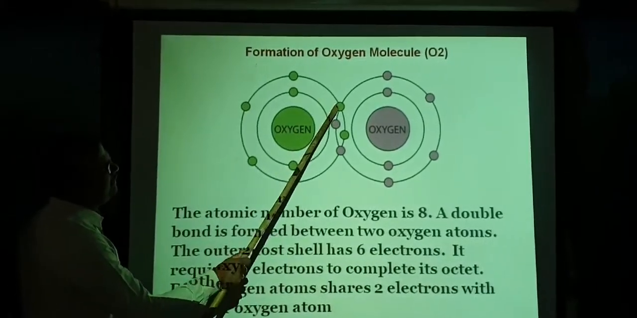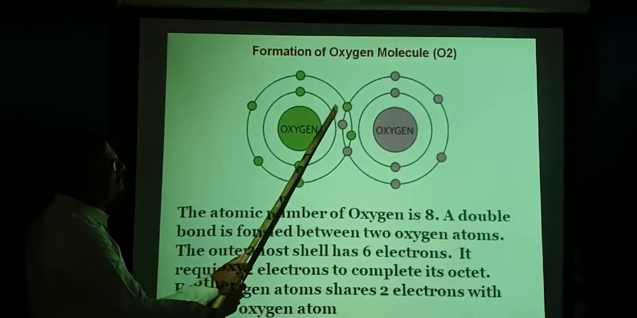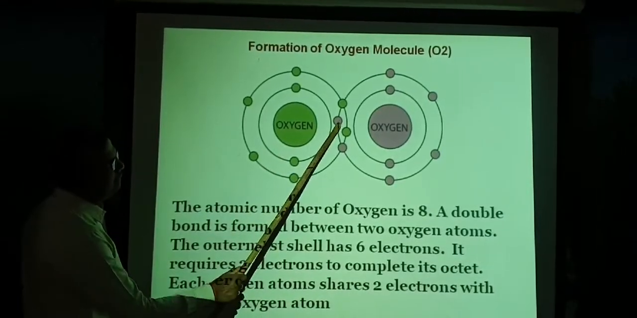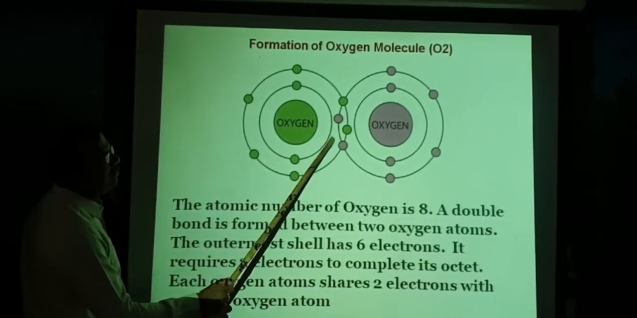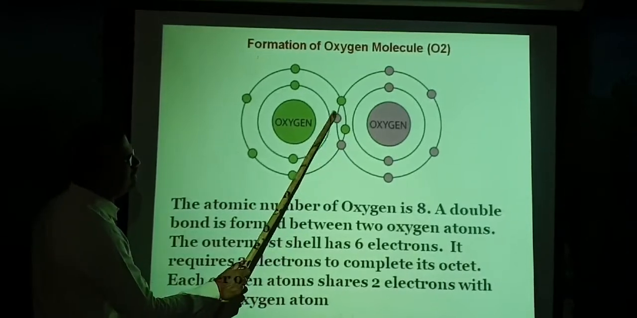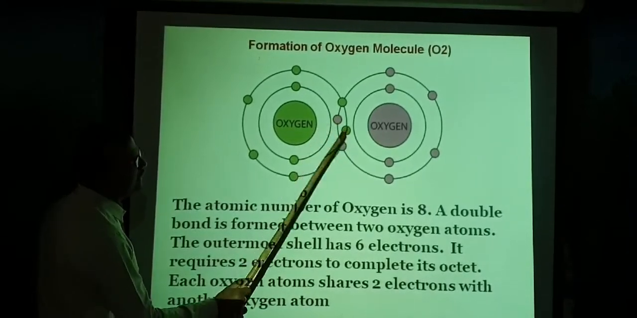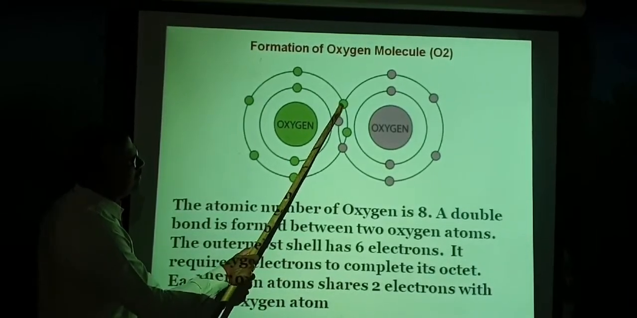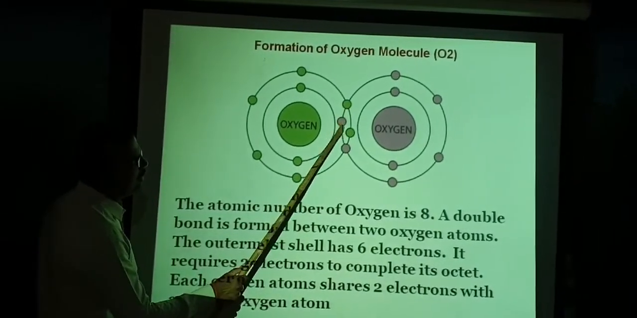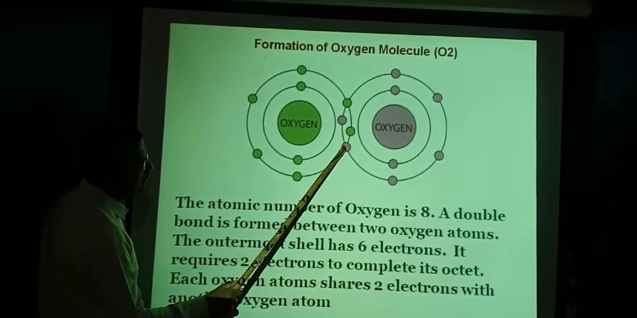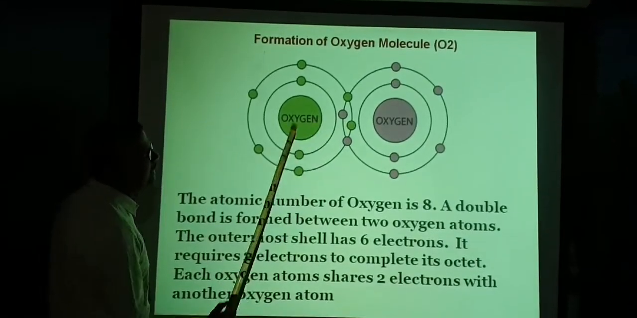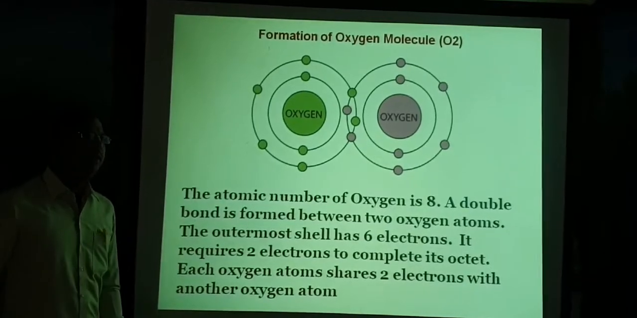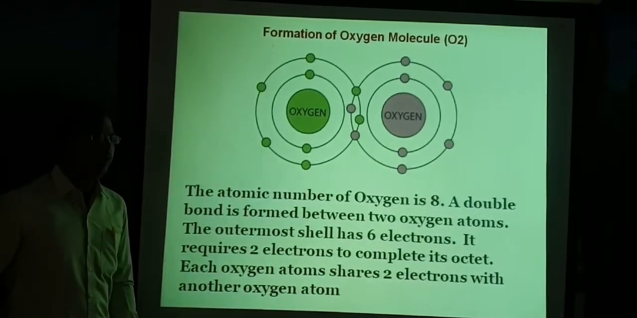These green electrons of this atom and these pink electrons of this atom are shared between each other and form a double bond. This is one bond, this green with this pink is one bond, and this green with this pink is another bond. So here it creates what? A double bond. Let's see another example of a covalent bond.